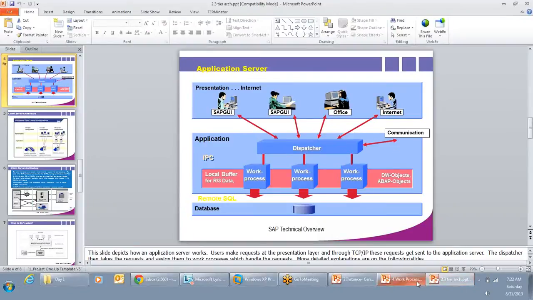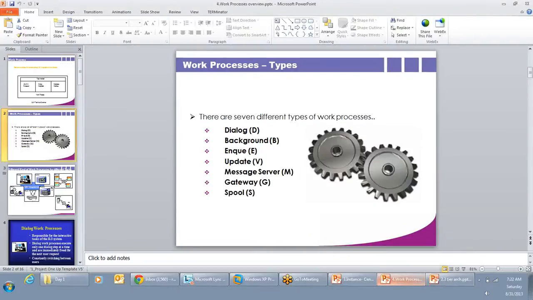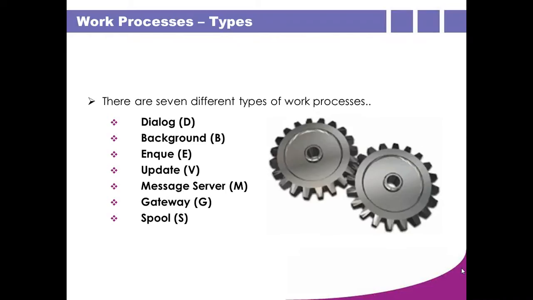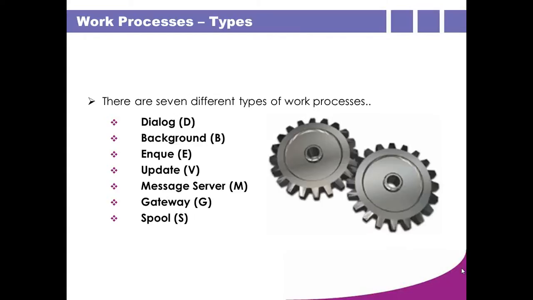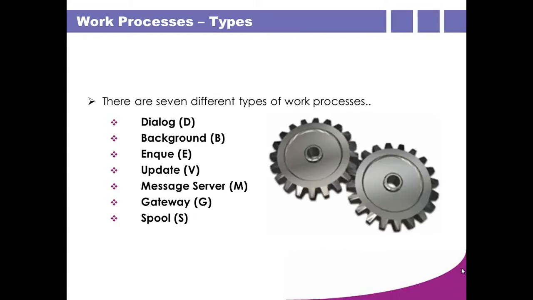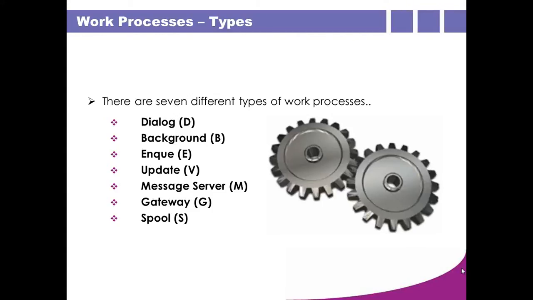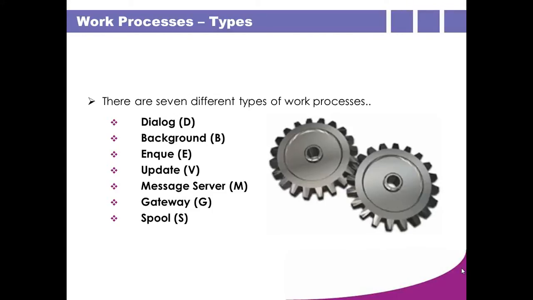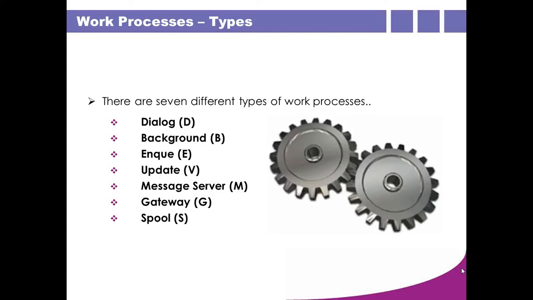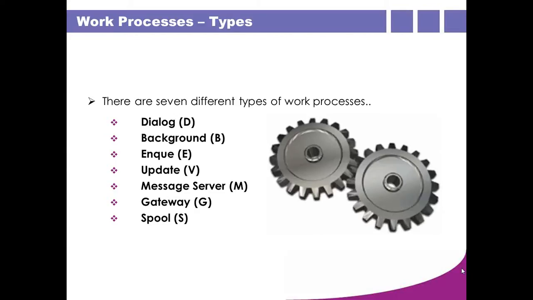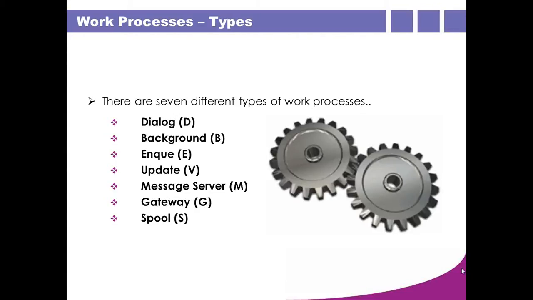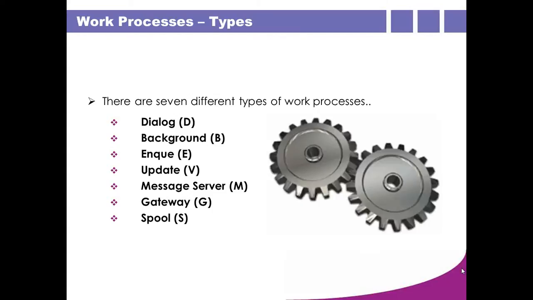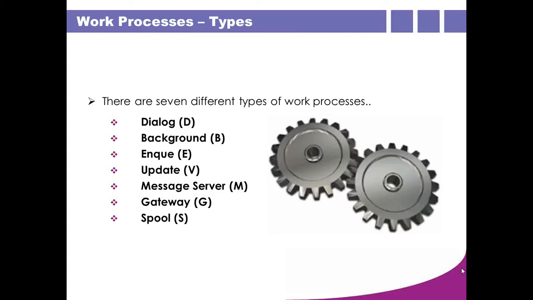So there are 7 types of work process we have. Okay. So this is very important. You need to remember this. So can you grab the screen, please? Take a print screen of this. Okay. The names are dialog work process, background work process, enqueue work process, update work process, message server, gateway, and spool.